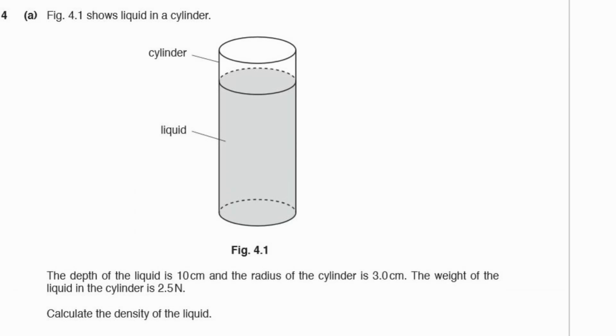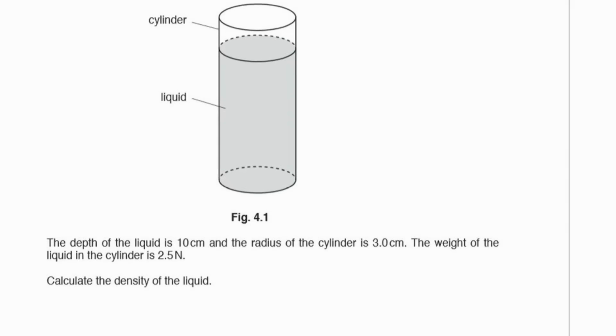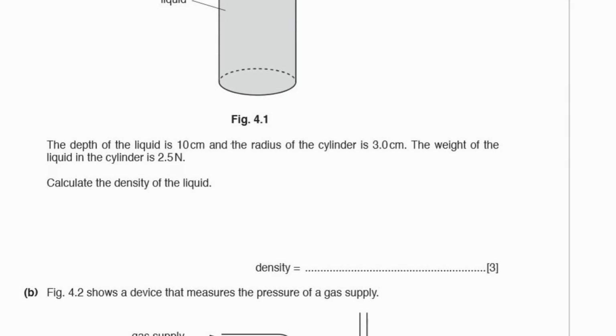Question 4, figure 4.1 shows liquid in a cylinder. The depth of the liquid is 10 centimeters and the radius is 3 centimeters. The weight of the liquid in the cylinder is 2.5 newtons. Calculate the density of the liquid. Ooh, interesting. Well, density is given by mass divided by volume.